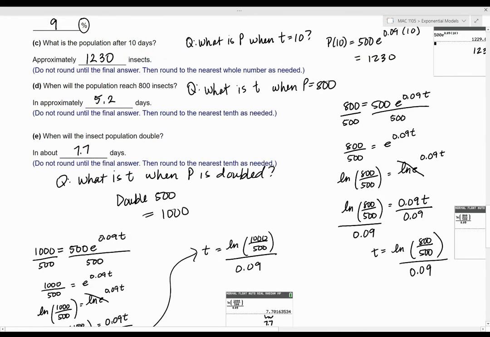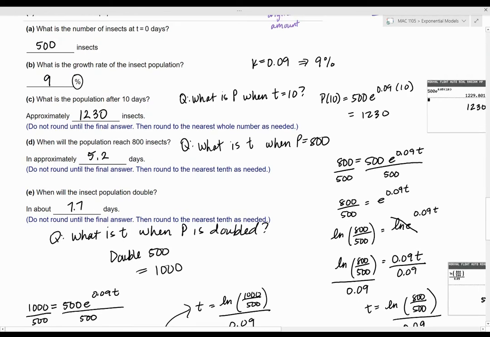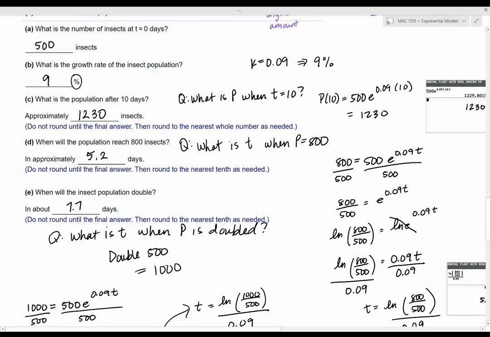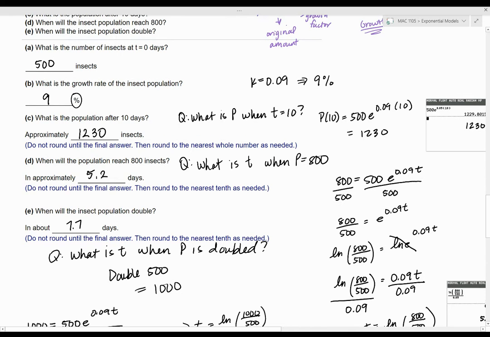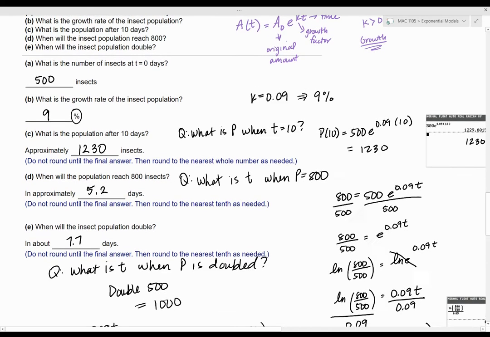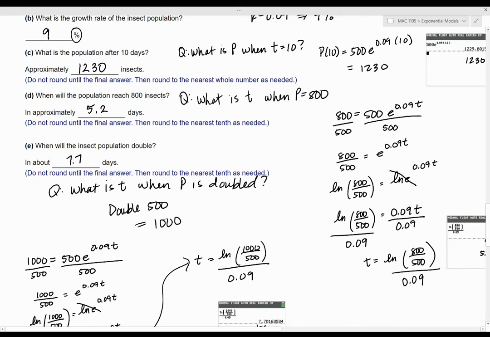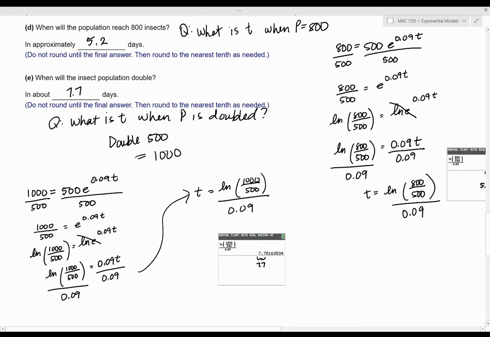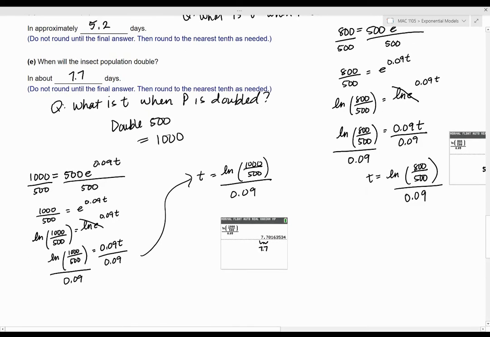Cool. So make sure you pay attention to the directions, that you put the answers in the way that they've asked for them, and just be careful not to round until the end. So use your calculator to put in your entire expression, and then round your answers at the end. Cool.